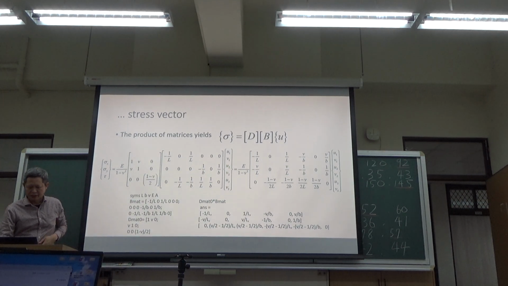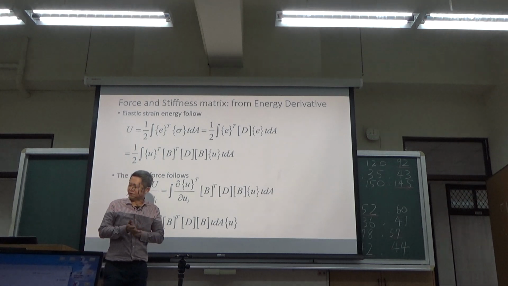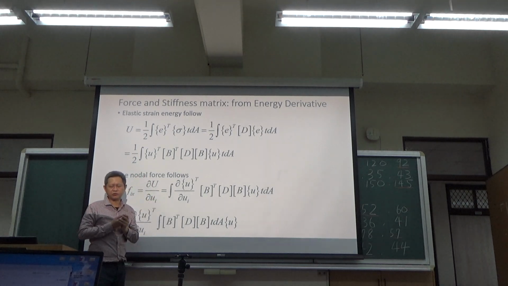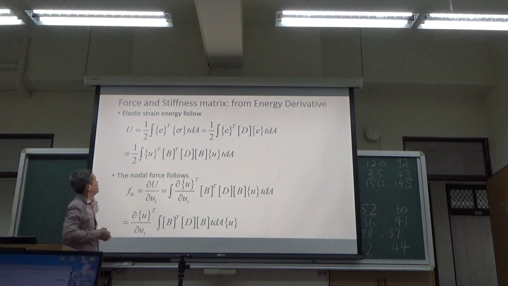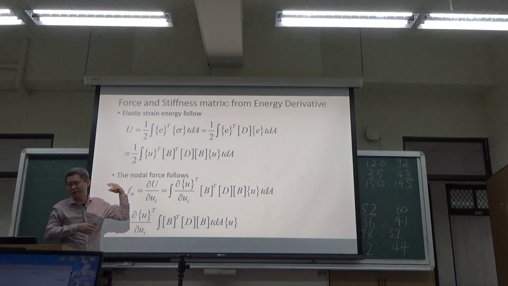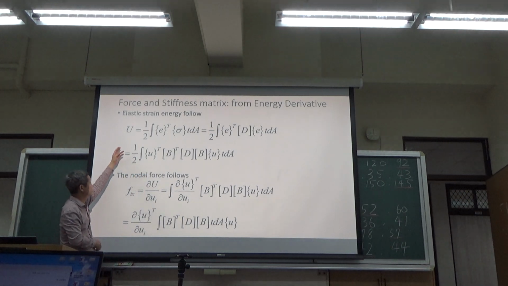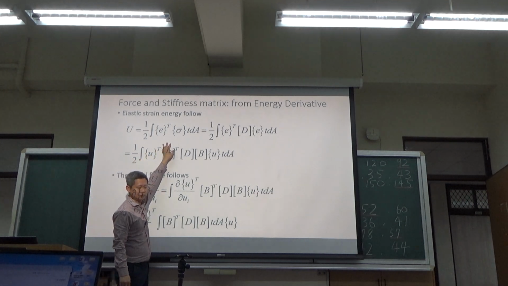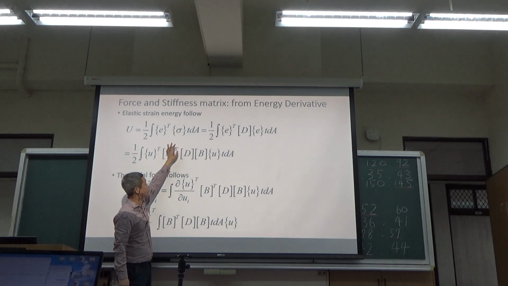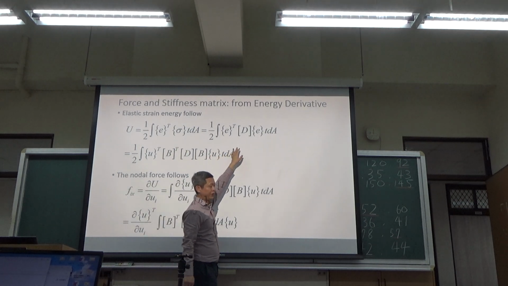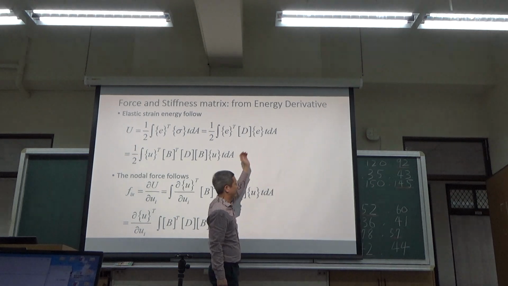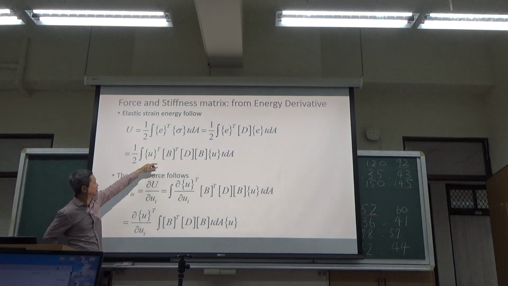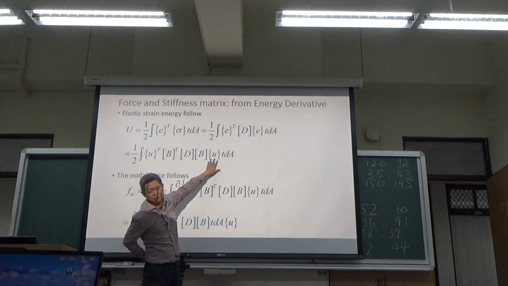Okay, and then next, how do you find the relationship between force and stiffness? We learned before. Okay, the stress times strain will give you the energy density. Okay, and if you now integrate the strain energy with respect to the volume, then you're going to get the strain energy. Okay, the final expression is strain vector times stress vector. But you know the stress vector is also D matrix times the strain vector. So if you now expand the expression of the strain vector, it is the B matrix times displacement vector.